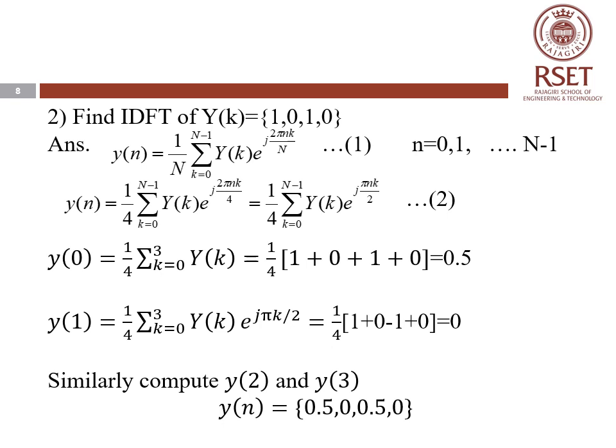Now next value, what is y of 1? To find y of 1, you have to substitute n equal to 1 in equation 2. So what happens?